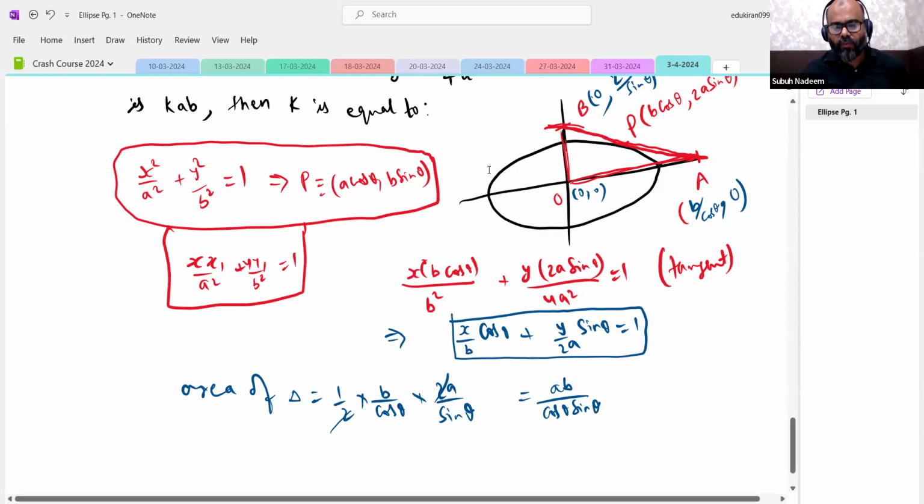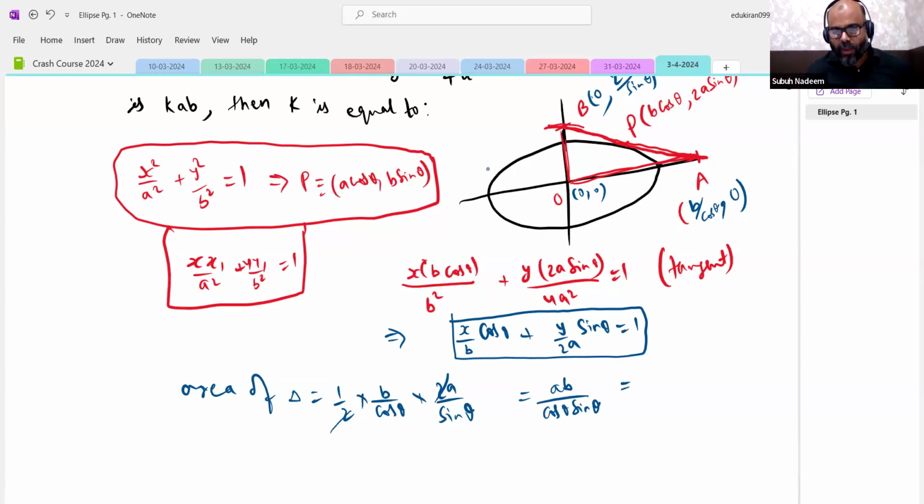Now we can write it as AB by sine 2 theta into 2. We can multiply by 2 in the numerator and denominator. So 2 sine theta into cos theta will become sine 2 theta. First write till here.